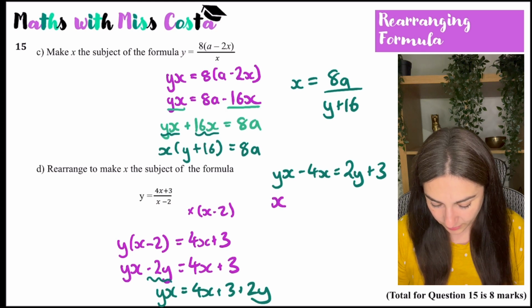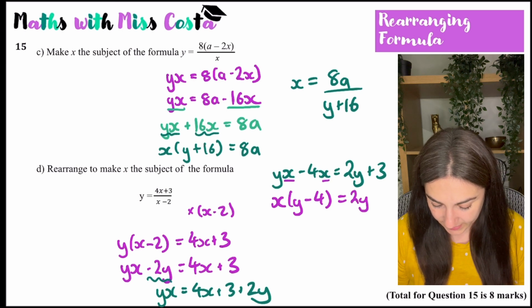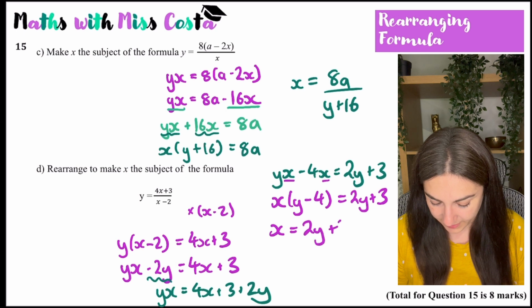Now I can get to the point of factorising. So x is going to be y take 4. So all I've done is I've factorised x out of it. So that is over here. And then the final step, just divide by the bracket.